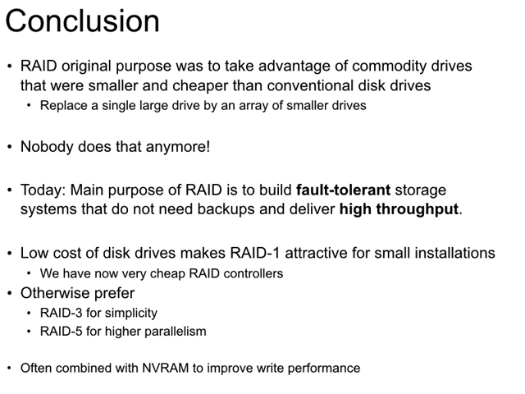So if you have a small installation, then RAID 1 is a very attractive option. Otherwise, you can either use RAID 3 for simplicity or RAID 5 for higher degree of parallelism. Note that all of these levels that we discussed guarantee protection against only a single disk failure. So if you want higher guarantees like guaranteed protection against two disk failures, then you may have to consider higher levels of RAID such as RAID 6 or RAID 10.